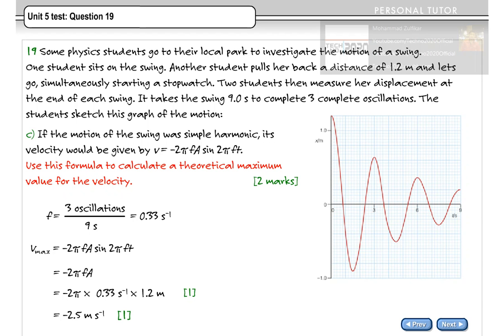Note that this value may differ somewhat from the value you calculated from the graph. This is because the graph is drawn to a small scale, giving rise to inaccuracies in determining the gradient.